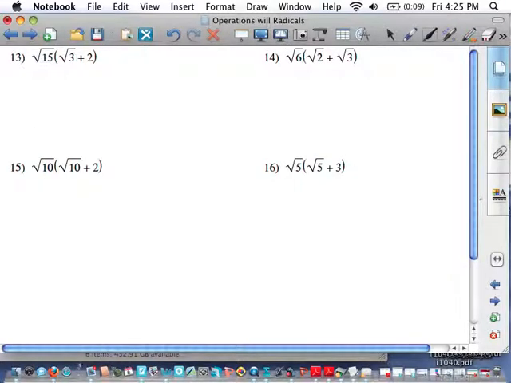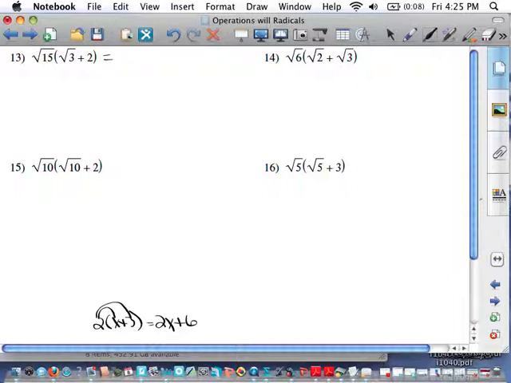Now let's skip further down the worksheet to look at the distributive property and multiplying radicals. Again, just like if I had 2 times x plus 3, I would multiply 2 times x to give me 2x and 2 times 3 to give me 6. I'm going to do that exact same process. It's just now I have radicals.